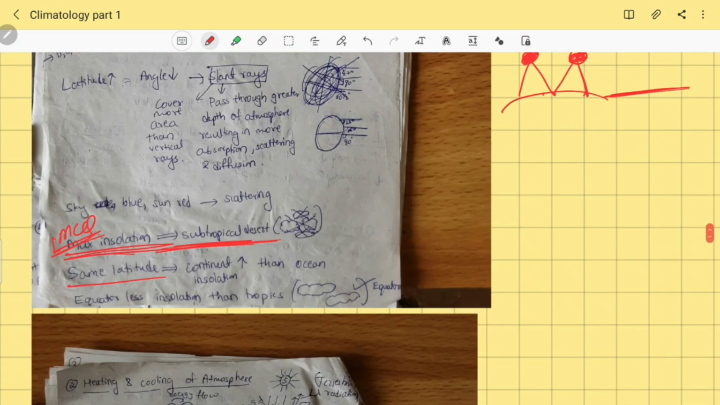Then at the same latitude, continent insolation is more than ocean because oceans are not transparent, right? Because they have water, they don't allow sunlight to enter the ocean to a greater depth. That's the reason continents receive more insolation compared to oceans. And equator receives less insolation than tropics, because at the equator we could find the clouds. That's one more MCQ which could be formed.